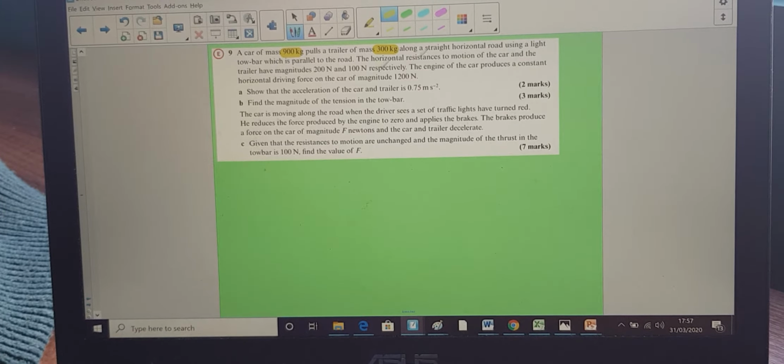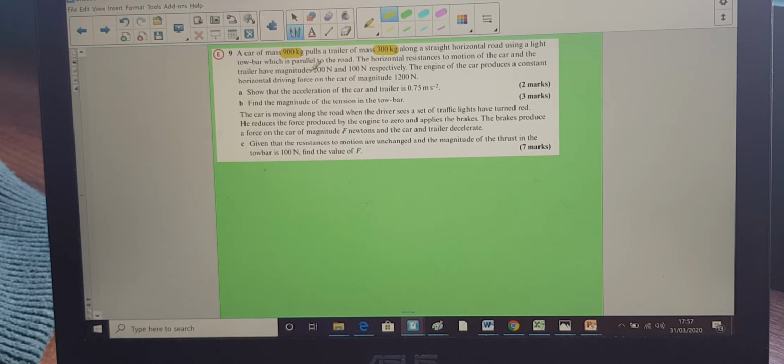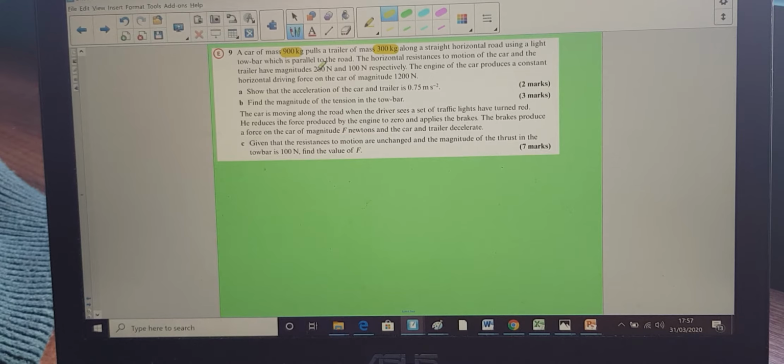The horizontal resistances to the motion of the car and the trailer have magnitudes of 200 newtons and 100 newtons respectively. Okay, so I always get a bit confused. I need to read that a couple of times. So the car has a resistance of this, and the trailer has a resistance of this. Okay, and that's going to oppose the motion of those things. Hopefully this will make sense when we do a diagram. The engine of the car produces a constant horizontal driving force of magnitude 1,200 newtons. Right. Show that the acceleration of the car and the trailer is 0.75 meters per second squared.